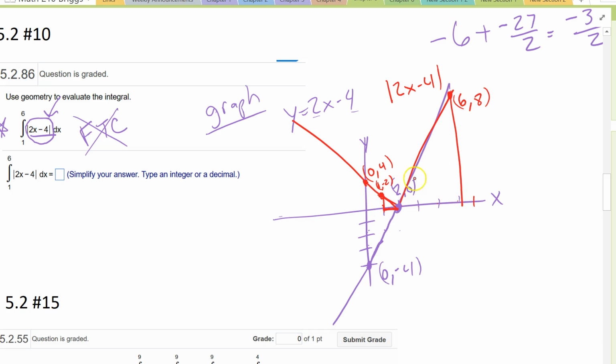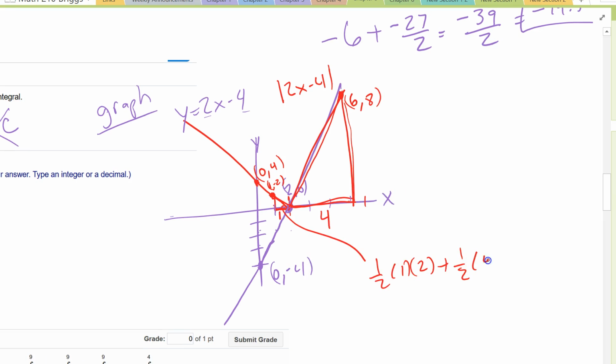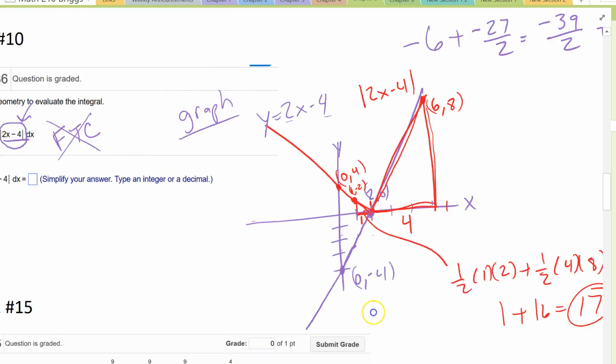So I have two triangles here that I'm calculating, right? This triangle has 1/2 base times height plus 1/2 base times height here. So I end up with 1 plus 16 for an area of 17.